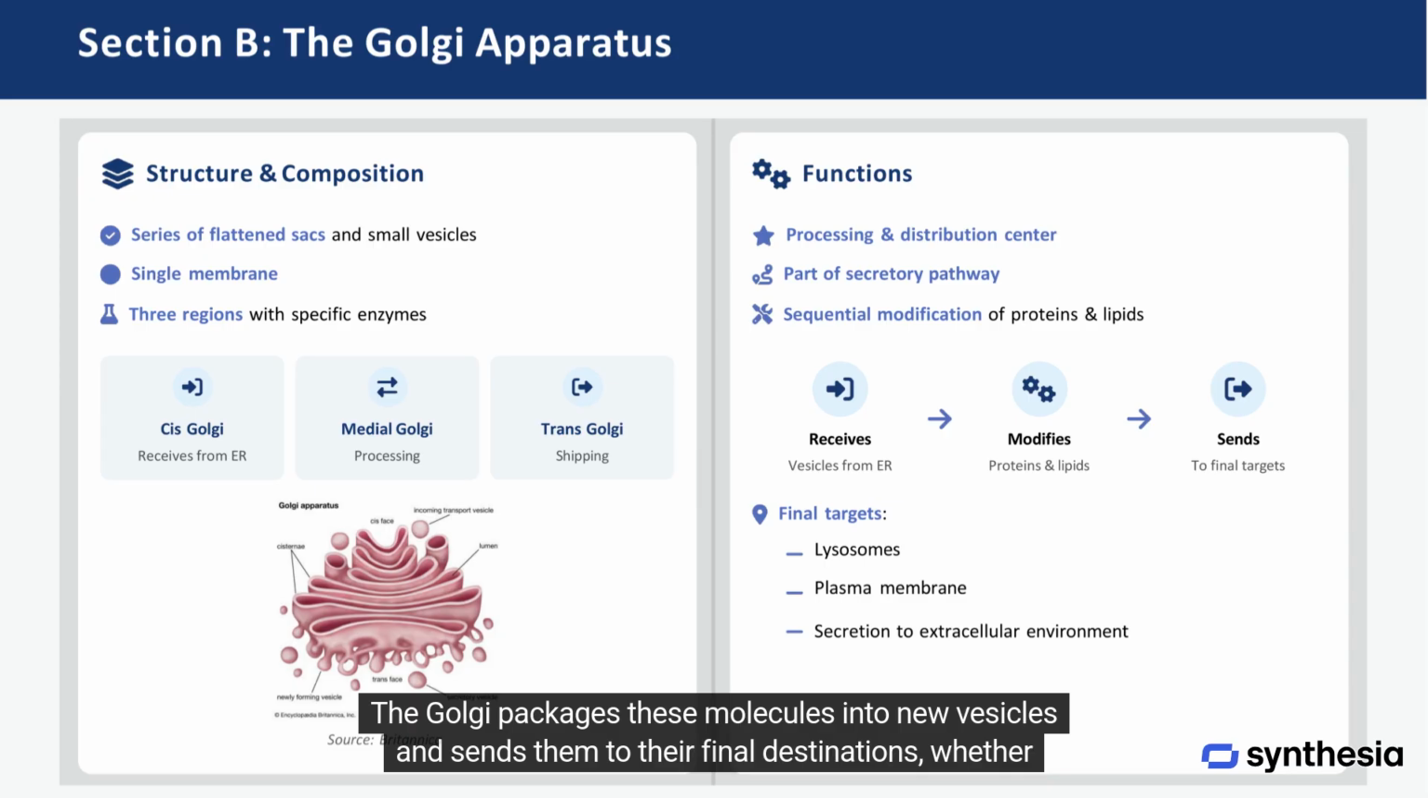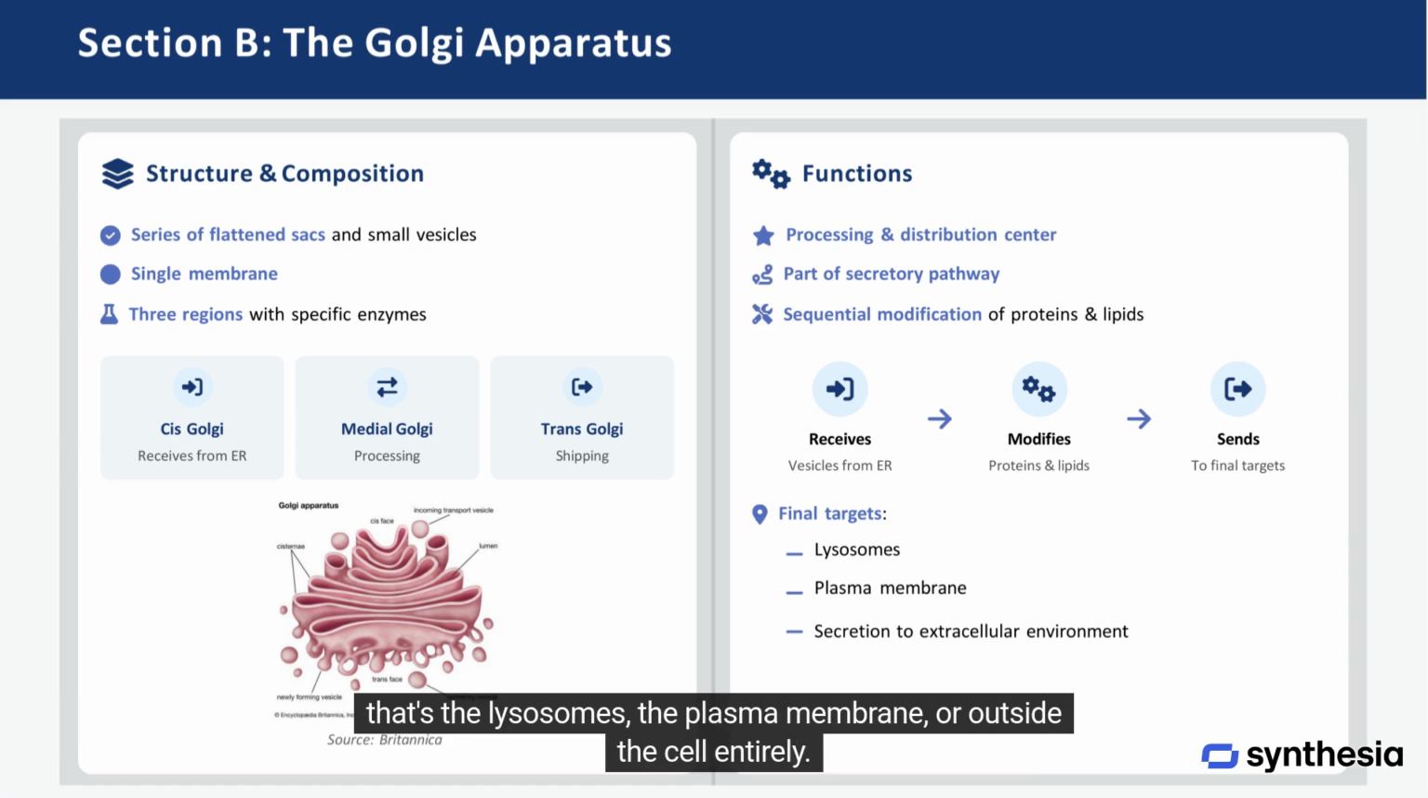The Golgi packages these molecules into new vesicles and sends them to their final destinations, whether that's the lysosomes, the plasma membrane, or outside the cell entirely.